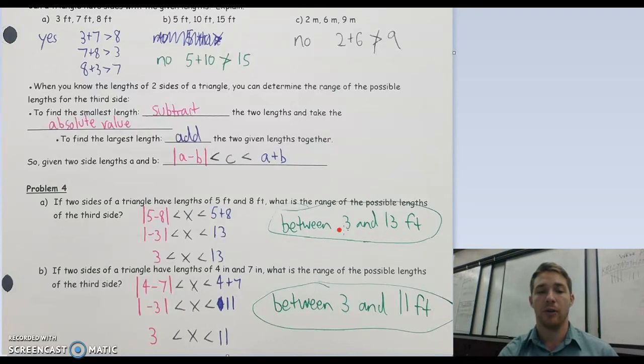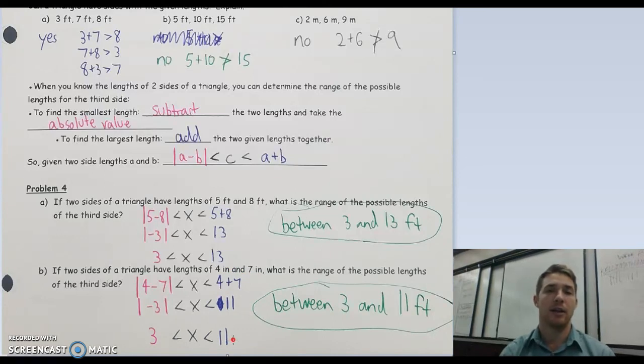If it's smaller than 3, say like 2 plus 5, that's not going to be bigger than 8. If it's bigger than 13, so let's say 14, that means that 5 plus 8 is not going to be bigger than that third side either. So trying that one more time. If I change those given lengths to 4 and 7, it still works out the same way. The shortest possible side, if I subtract those and find the absolute value, is going to be 3. Add the 2 together, I get 11, so that means my third side has got to be between 3 and 11 feet. Anything else would not work.